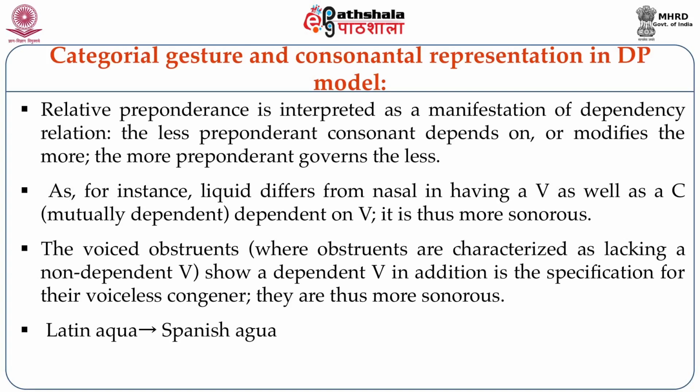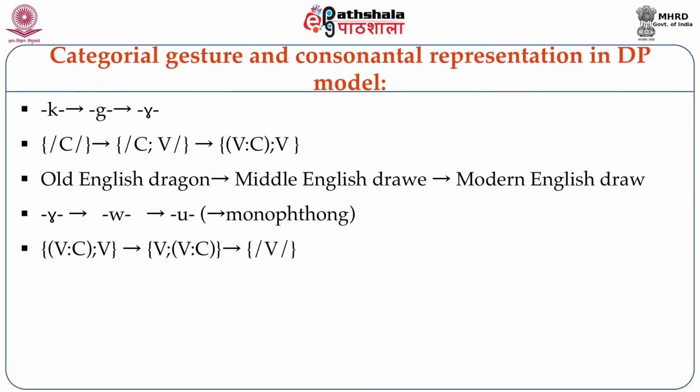Here we will see some examples. Liquids differ from nasals in having V as well as C, dependent on V, so they are more sonorous. Voiced obstruents, where obstruents are characterized as lacking a non-dependent V, show a dependent V in addition to the specification of their voiceless congener, so they are more sonorous. Latin aqua becomes Spanish agua. Ka changes into ga, aga. A voiceless plosive turns into a voiced plosive, then it turns into a voiced fricative, right?